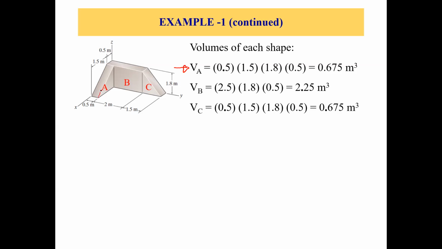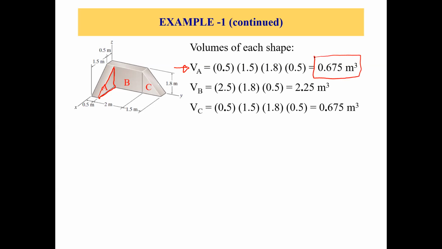Part A is this one, and this is a volume element. We can just do length times width times thickness to get the volume of this part. So 0.5 is the thickness, 1.5 is the base, and 1.8 meters is the height. That's how we get the volume of part A, which is 0.675 cubic meters.